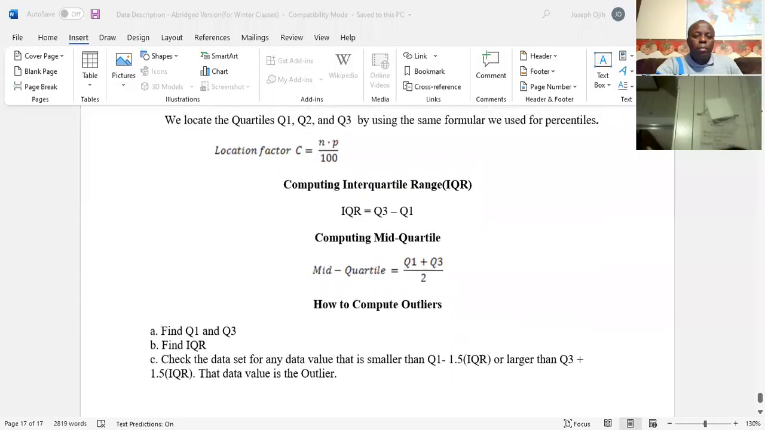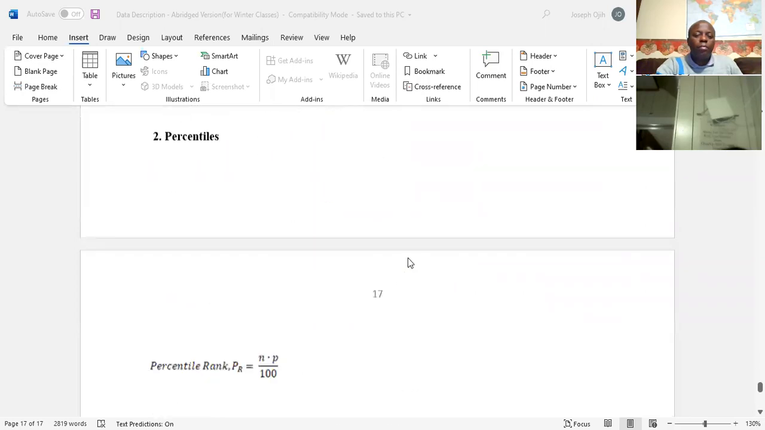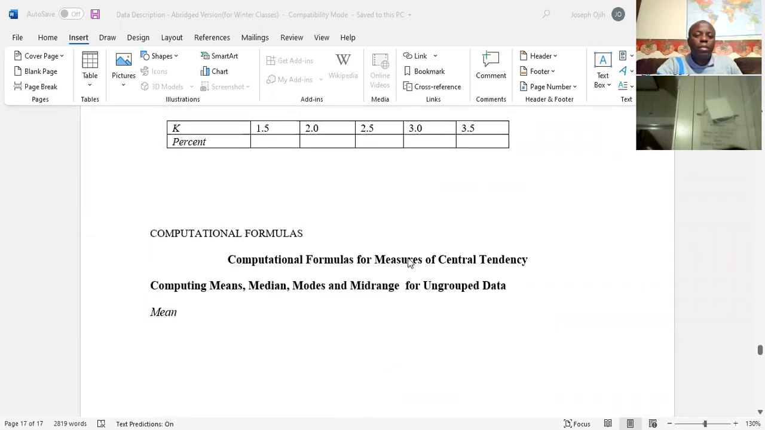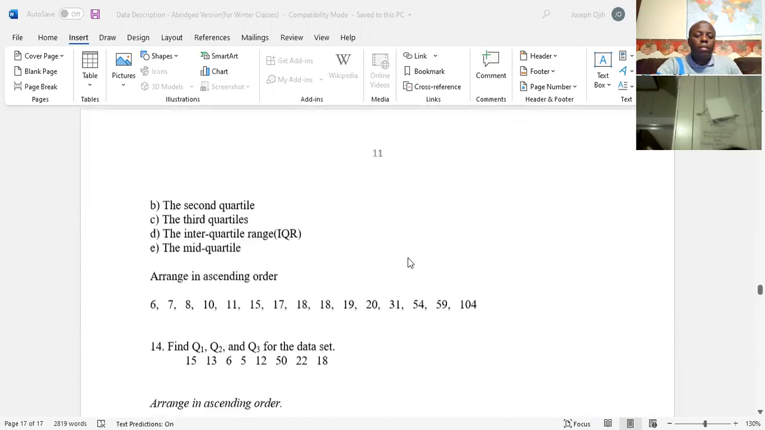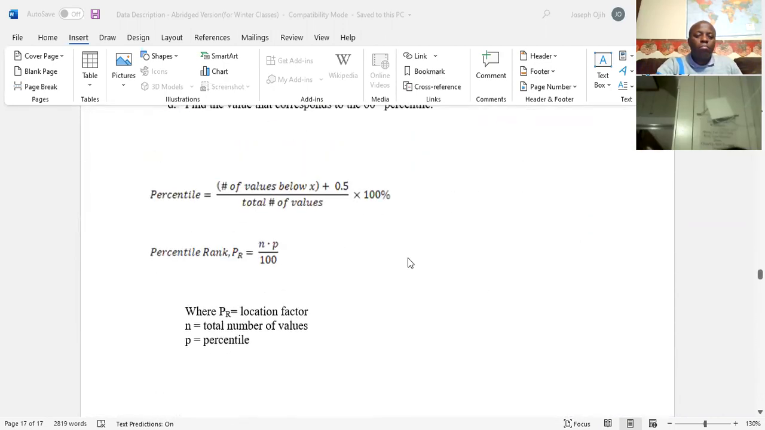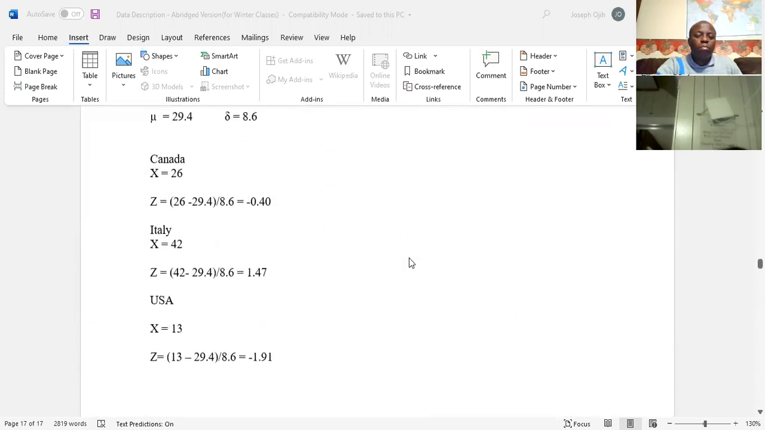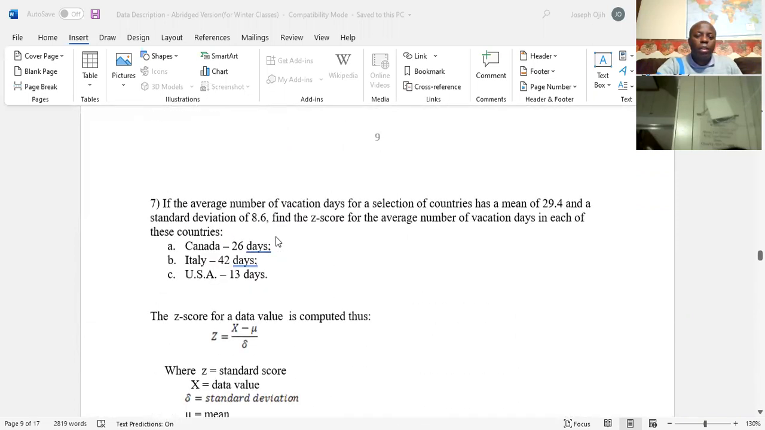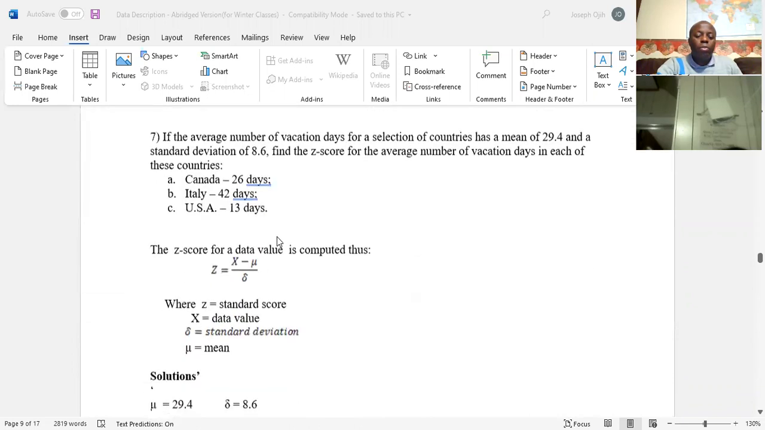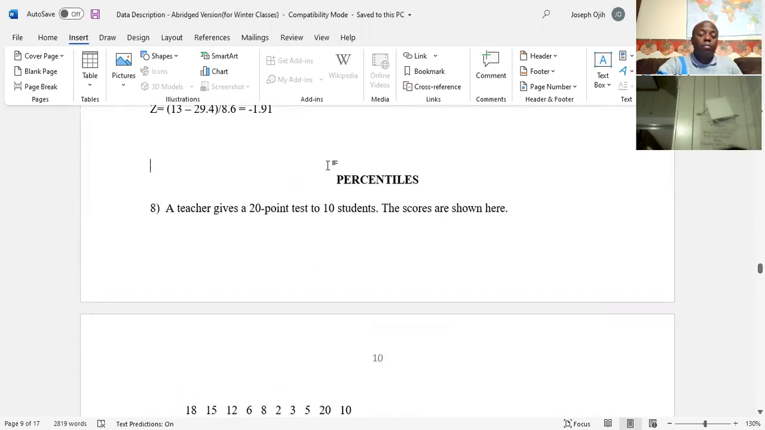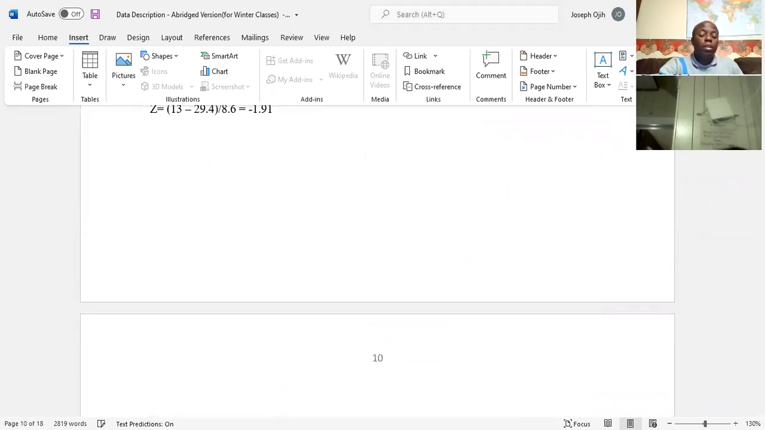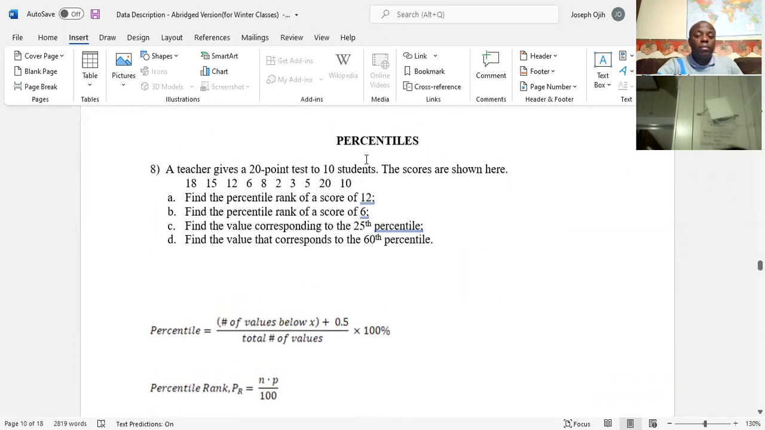Now, before we were timed out, we calculated Z-score. That's where we did how to calculate the Z-score, so we did an example. Now, let's look at the next measure of position. It's called a percentile.